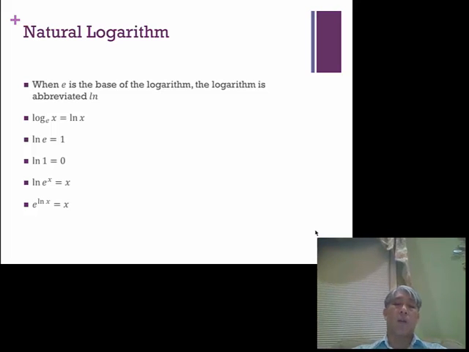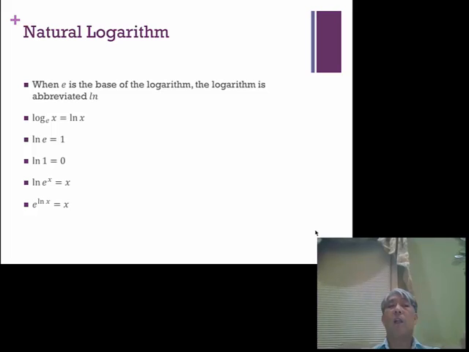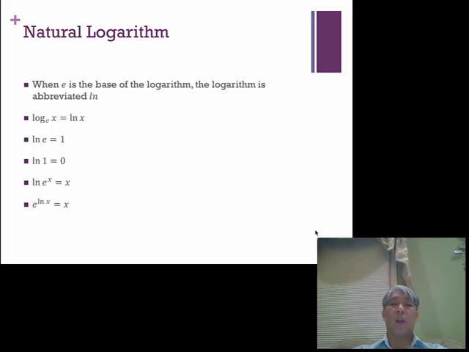The second most common logarithm we'll see is the natural log. The natural log is actually abbreviated ln. We have those two buttons on our calculator, log and ln. They're usually on the left, and right next to each other.